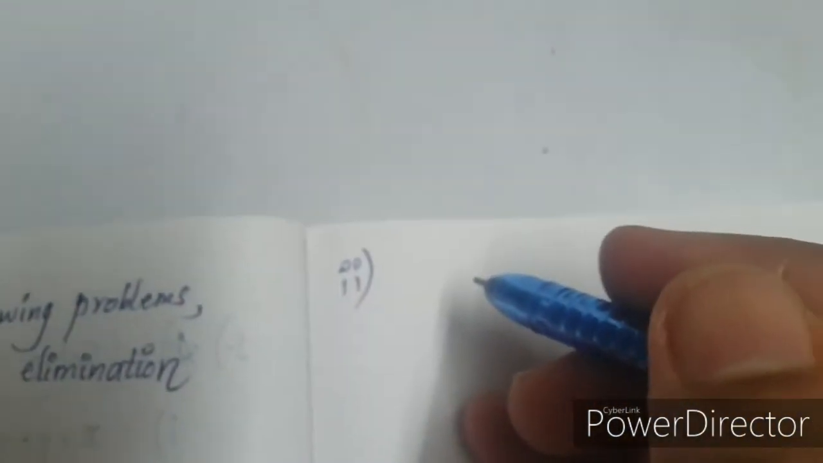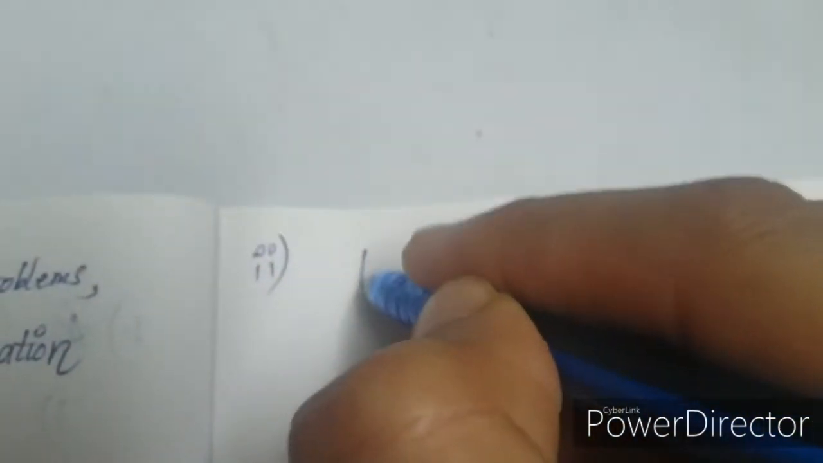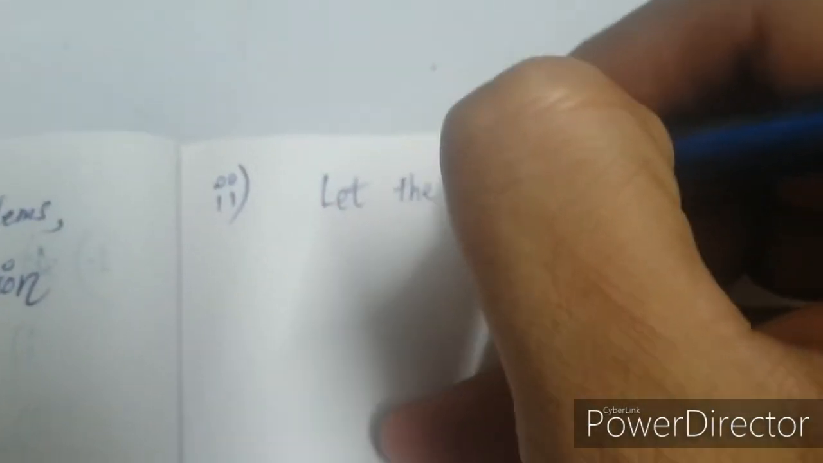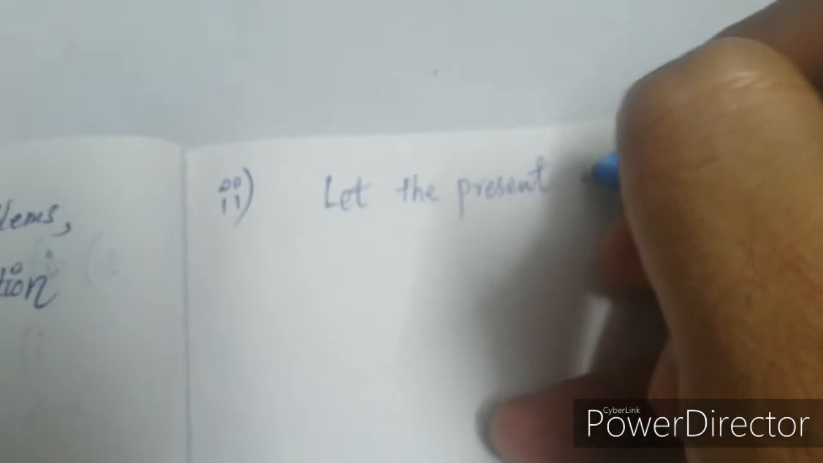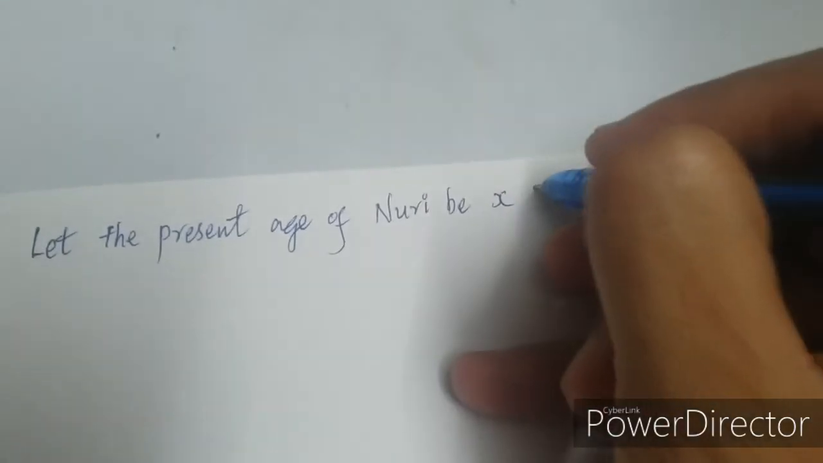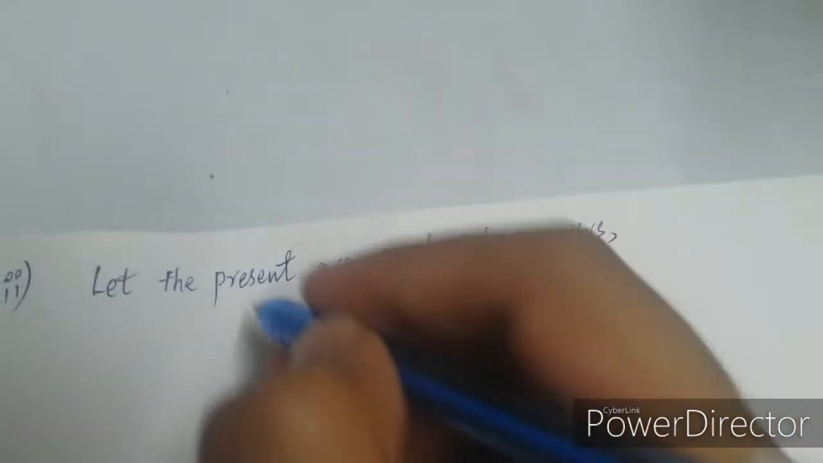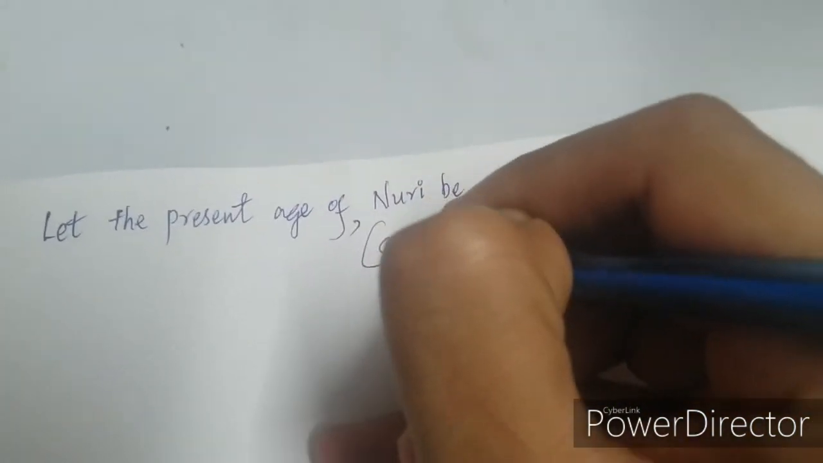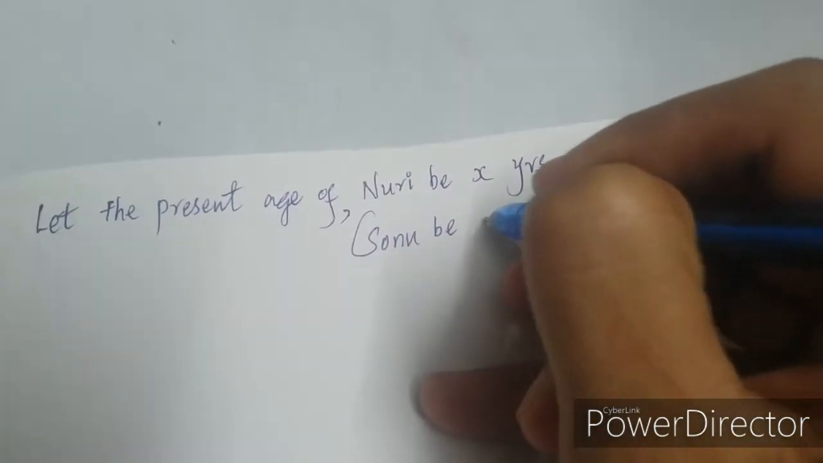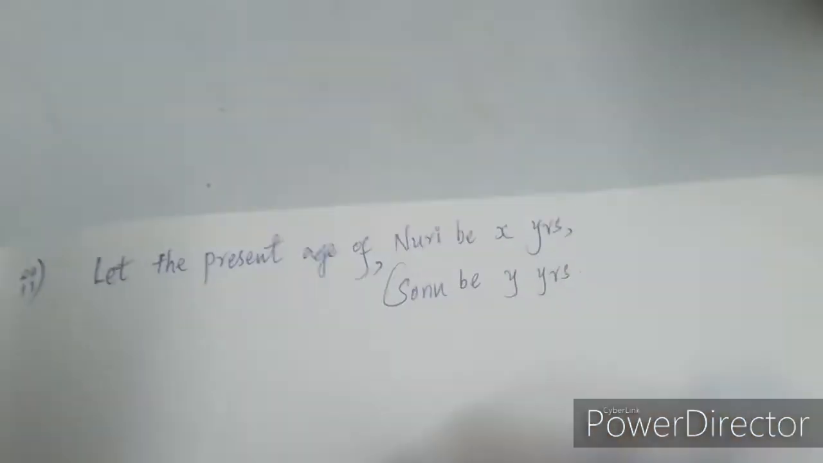First of all, let us take the ages as: let the present age of Nuri be x years and the present age of Sonu be y years.